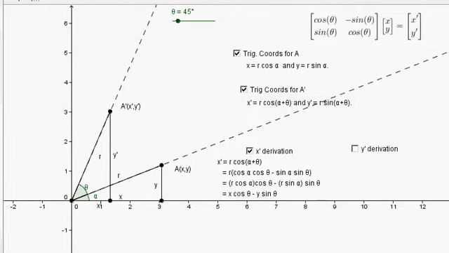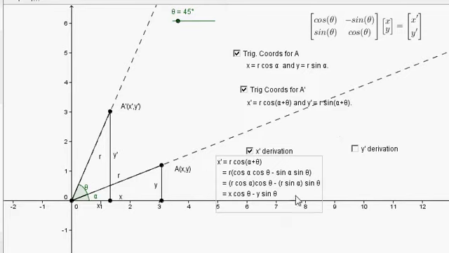So let's look at x prime. Here's my derivation. We've said x prime is r cosine of alpha plus theta. You may or may not remember it, but we have a formula for addition of cosine. If you go back and look at it, it's cosine cosine minus sine sine. So we have r times the whole thing in parentheses. Cosine of alpha plus theta breaks into cosine alpha cosine theta minus sine alpha sine theta.